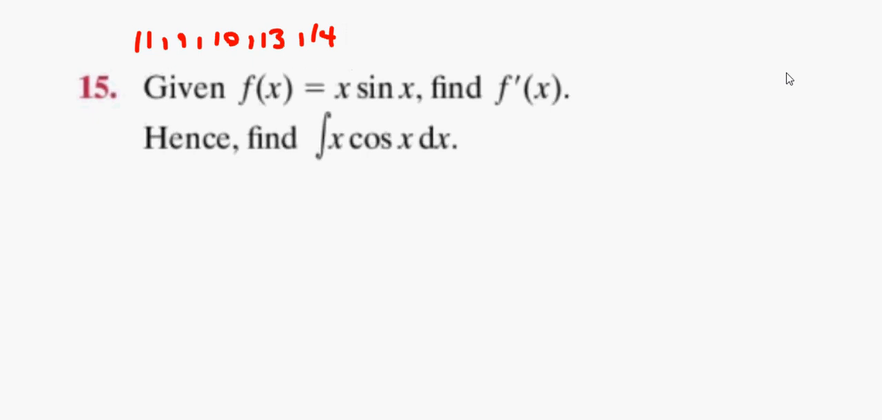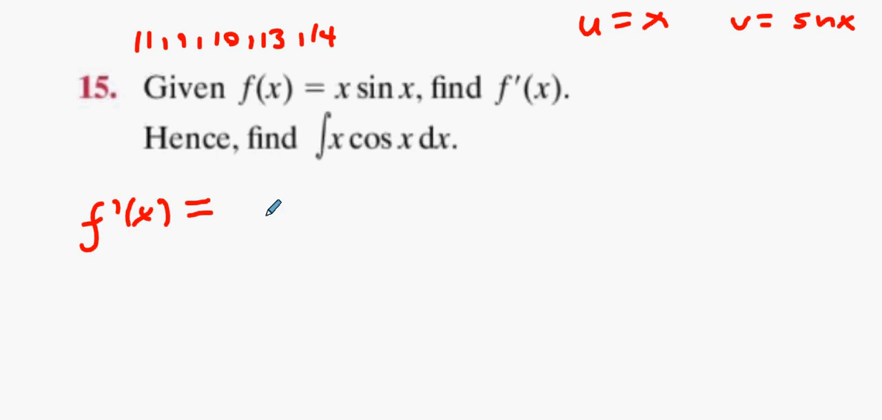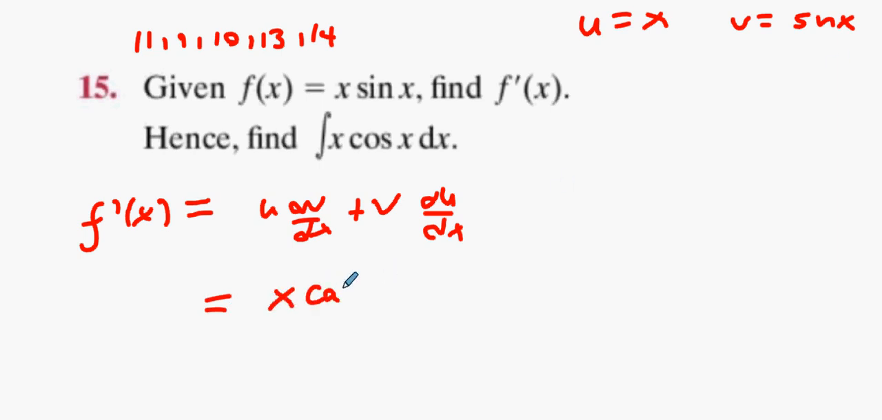Very similar to the last one. Okay? So we're just going to do f dash x. We're going to say u is x and v is sine x. And we're going to do u dv dx plus v du dx. So x times dv dx, which is x cos x, plus v times du dx, which is going to be sine x times, what's it, 1? Yeah. When you differentiate x, you get 1, and grand.